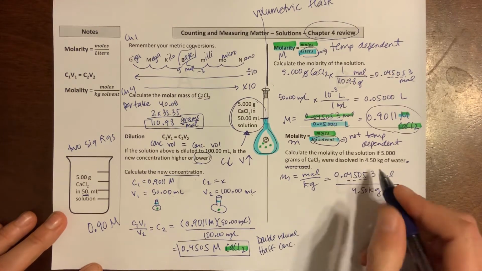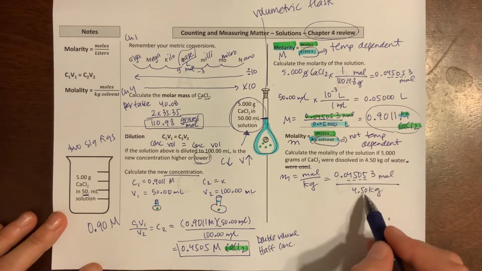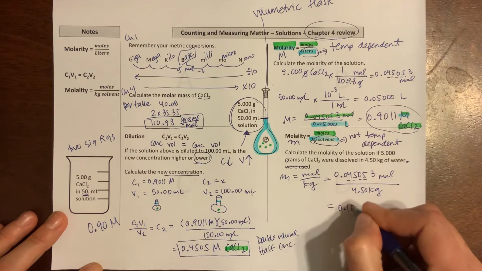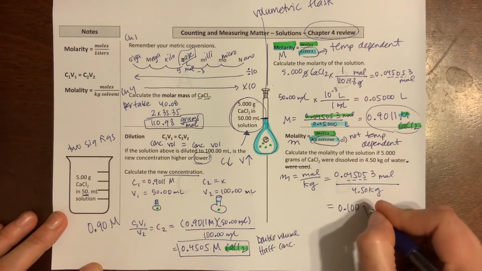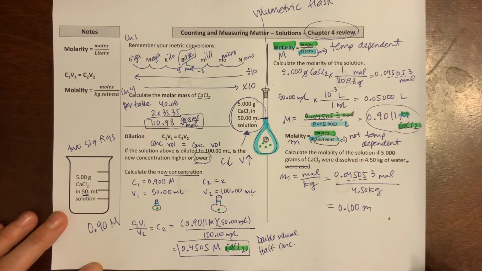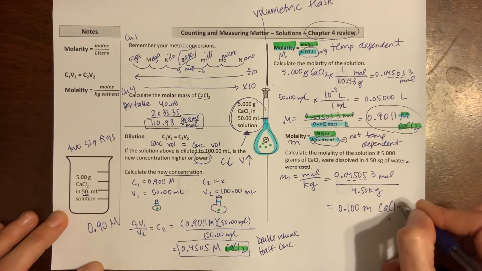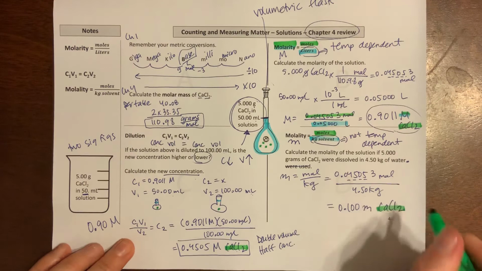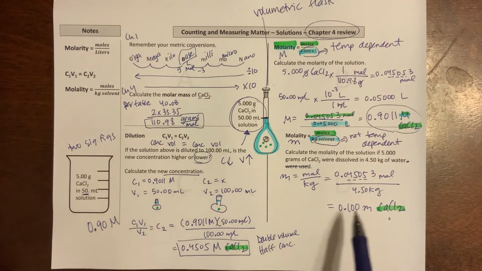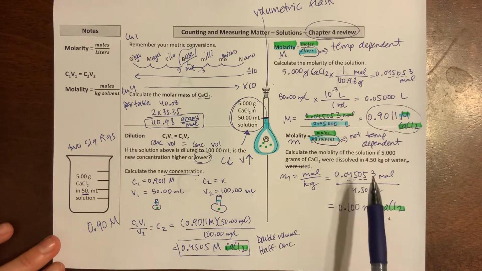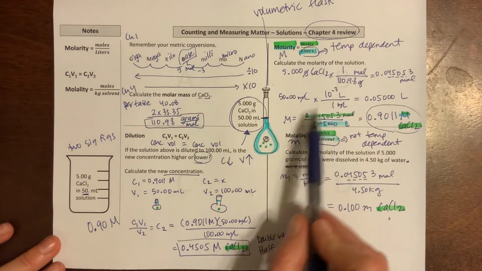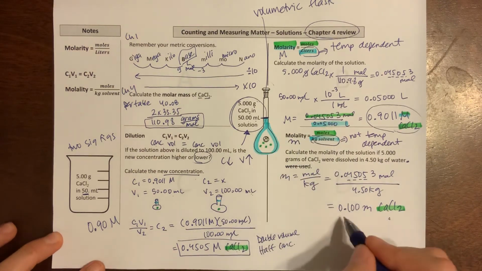Not a lot of sig figs there, or less sig figs, right? So that's going to limit our significant figures. When I do that calculation, I get 0.100, and I'm going to write that script M and say what the solvent, or sorry, the solute is, the calcium chloride. So this is the molality of a different solution, more water here than what I had in these situations. So you should be able to calculate molality as well.